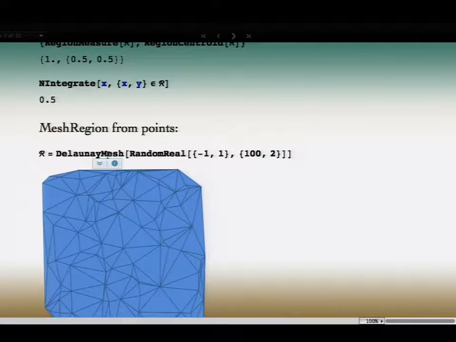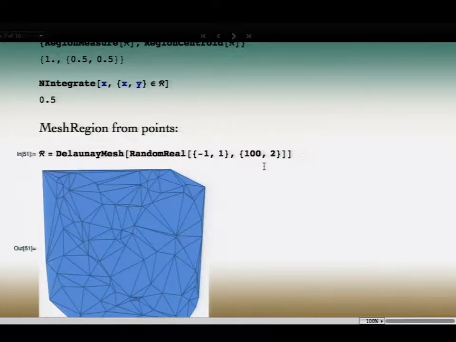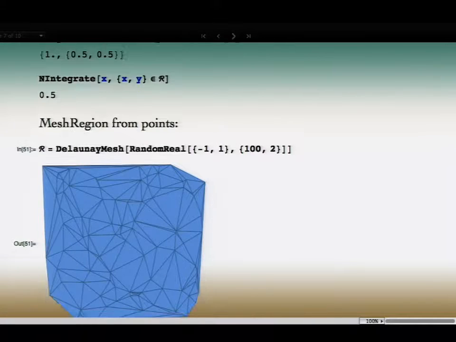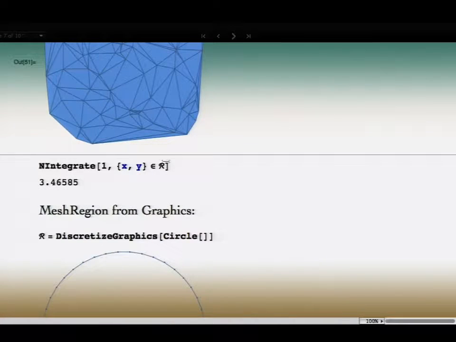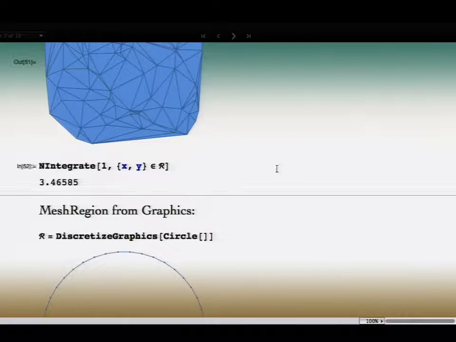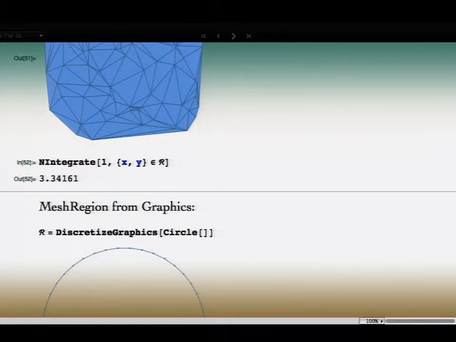Now here is probably a more common way to do it, which is to use some other function that generates these. So one thing is to do a Delaunay mesh. I give it a bunch of random points, and this one will compute it right away. But this is now a geometric region that can be used just like any other region.